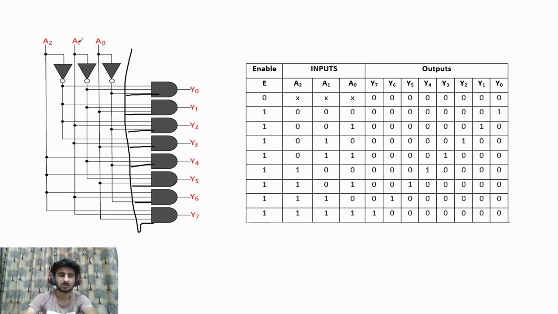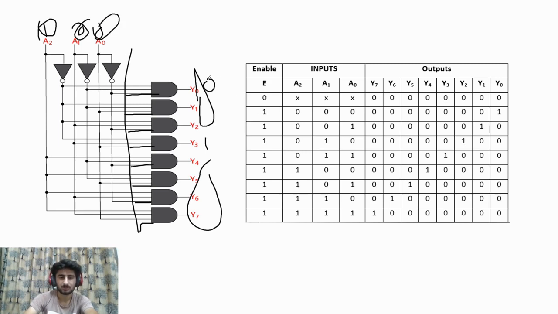So based on the input, let's take 0, 0, 1, that is 1. This output is active and the others become low. If you take the enable 0, then all the respective outputs will be 0. If you take the enable 1, and if you take all the inputs 0, 0, 0, then Y0 will be active and the others become low. So this is a 3 to 8 decoder.